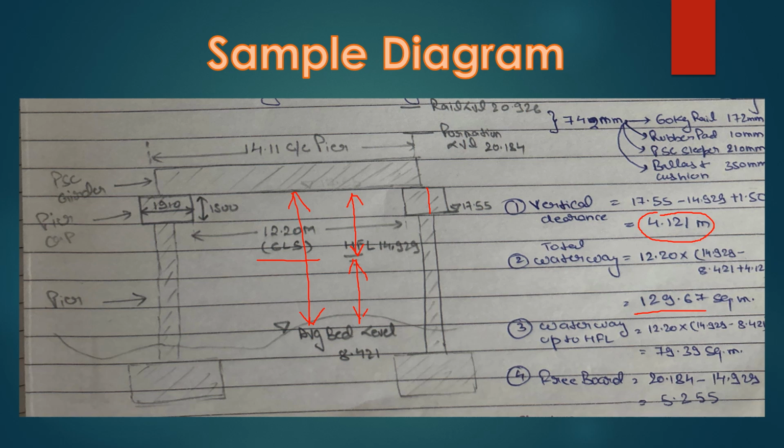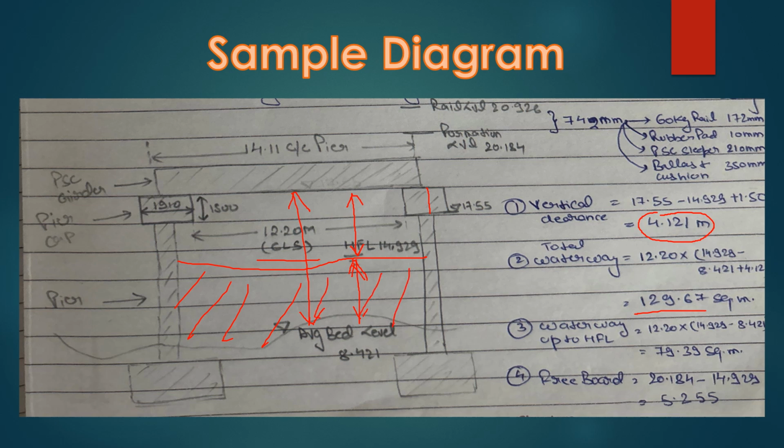classification of IRBM. Now, in some cases, it is required to calculate the waterway up to highest flood level. So in that case, we have to multiply 12.20 into this distance, and this distance will be 14.929 minus 8.421. So this will be the waterway up to HFL, this area.